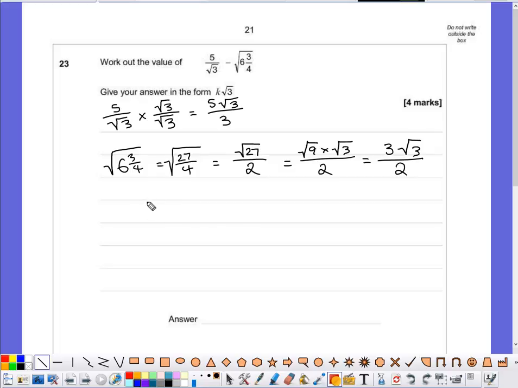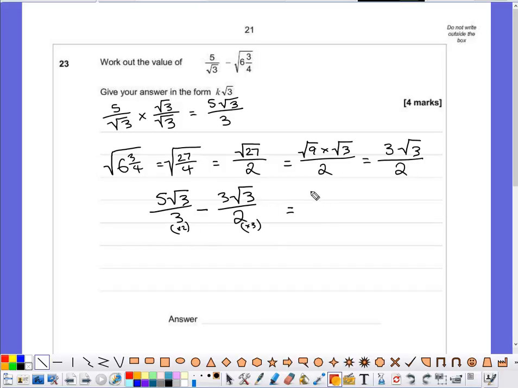So if we put these back into our question, we have 5 root 3 divided by 3, subtract 3 root 3 divided by 2. Now because the denominators are different at this stage, we can't just subtract them. But what we can do is try to find a common denominator. In this case, between 3 and 2, the lowest common multiple is 6. So what we're going to do is double the numbers in that fraction, triple the numbers in that fraction, which would allow us then to take the two fractions away.